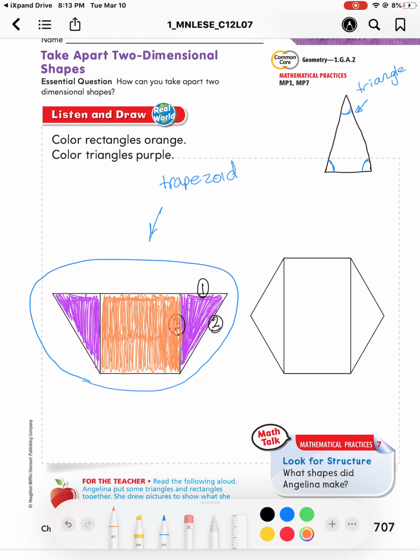Okay, now let's move to the other shape. Now the other shape has how many sides? Let's count together. 1, 2, 3, 4, 5, 6. Excellent. What do we call this shape? Do you remember? Think. Do you remember now? We call this a hexagon.